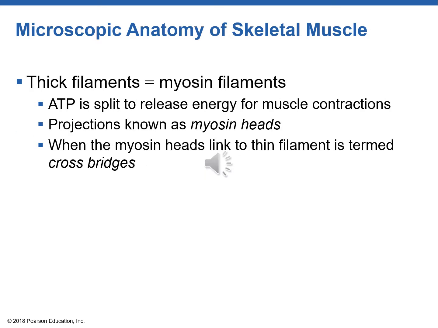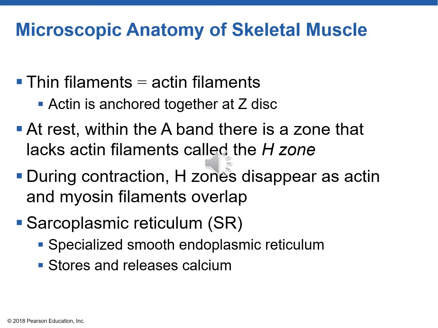We know that the thick filament is also known as myosin. The myosin has heads jutting out from it, and they're called myosin heads. When the myosin heads connect to a thin filament, it's called a cross bridge. Also, energy is used in order to activate these myosin heads, which will lead to muscle contraction. We know that thin filaments are also known as actin. Actin are anchored together at a Z disc, the midline of the actin filaments.